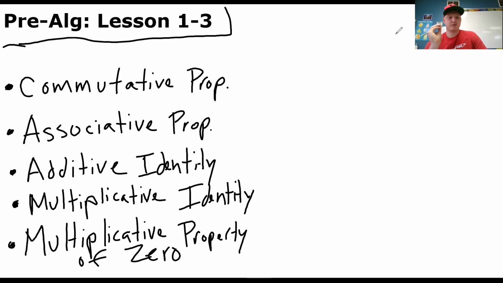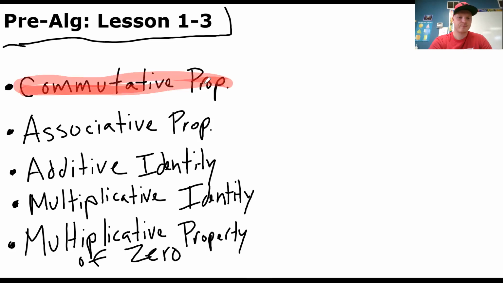First off, we have the commutative property. With the commutative property, we have two different ways of writing this. This is going to be in red: commutative property. First, we have the commutative property of addition, and then we have the commutative property of multiplication. So let's start with addition.